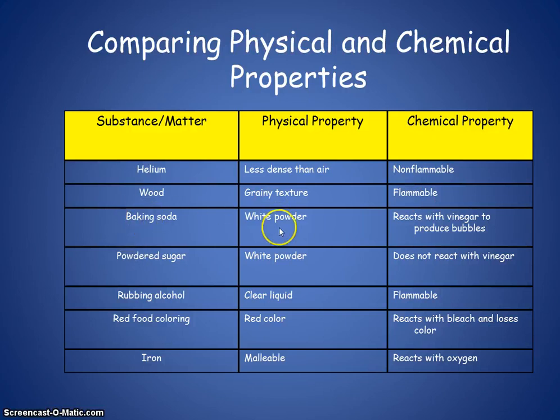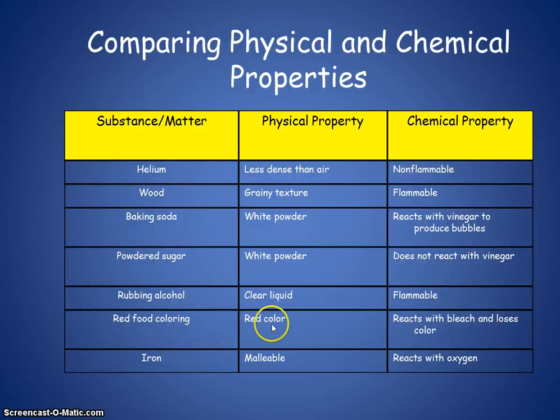And you can see baking soda, it's a white powder. It reacts with vinegar, right? That's a chemical property. It talks about reacting. Sugar, it's also a white powder. That's the color, kind of how it feels, the powdery, right? It does not react with vinegar, so it's talking about a reaction. That's chemical. Rubbing alcohol is clear and flammable. It's talking about a chemical reaction.